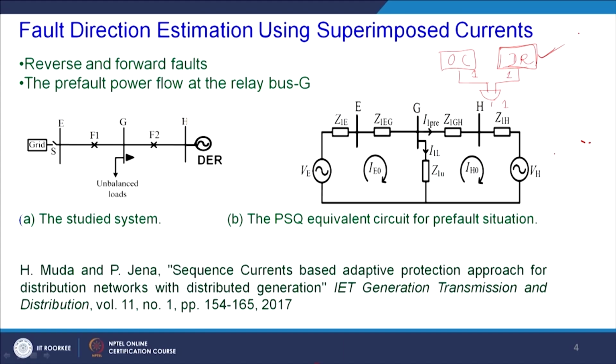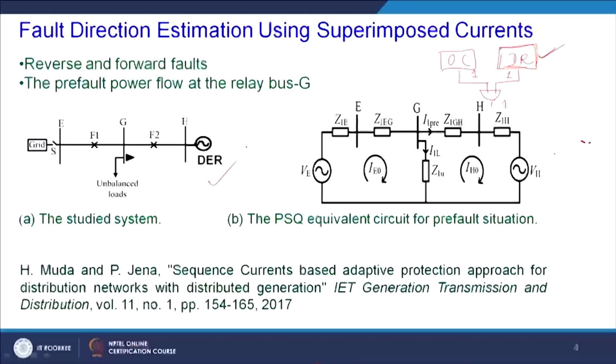In general, many industries follow the angle between the polarizing voltage and the operating current. The angle can be the deciding factor, whether the fault is in front of the relay or behind the relay. Then only can we decide whether we have to clear the healthy section or the faulty section. That selectivity property is present with the directional relay.